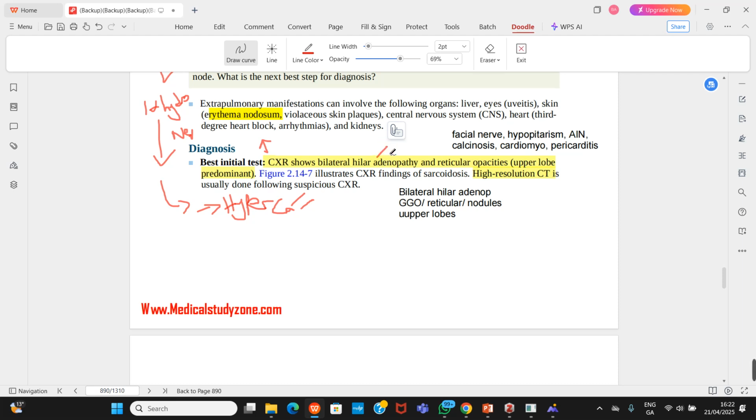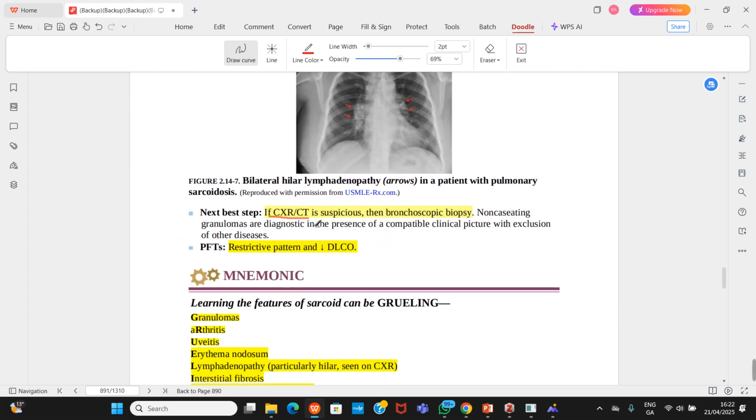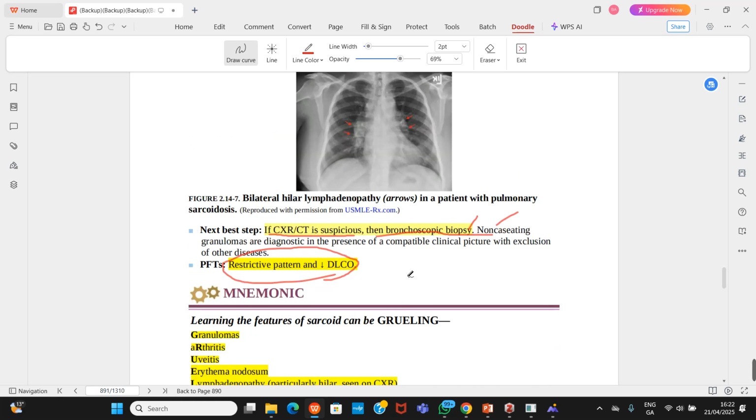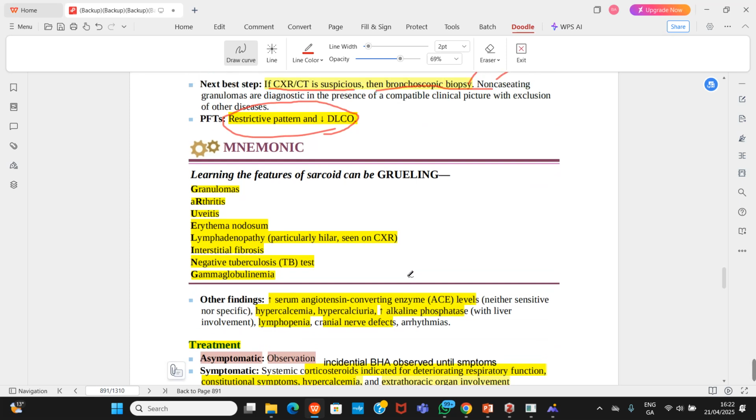You see the hilar adenopathy, and we see the reticular opacities too in the upper lobe preferentially. We can now further confirm by doing a CT, and doing a bronchoscopic biopsy afterwards. If you do the biopsy, we are going to be seeing the non-caseating granulomas. And don't forget, if we do a pulmonary function test, we are going to see the restrictive pattern with a reduced DLCO. You can see that we don't need to cram anything. As they bring it, we will tell them what they will find there because we understand what is happening. So these are the features, the non-caseating granulomas.